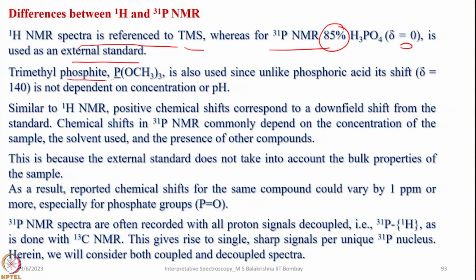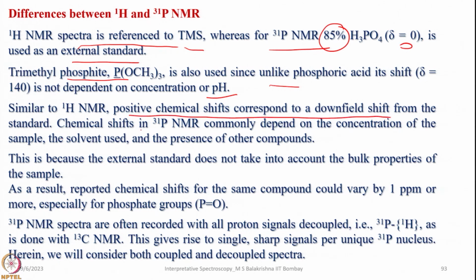Another standard, trimethyl phosphate or trimethoxyphosphine, is also used, and unlike phosphoric acid, it is independent of concentration or pH, so we can use it without any problem. With respect to phosphoric acid, the shift of trimethyl phosphate is around 140 ppm. Similar to 1H NMR, positive chemical shifts correspond to downfield shifts.